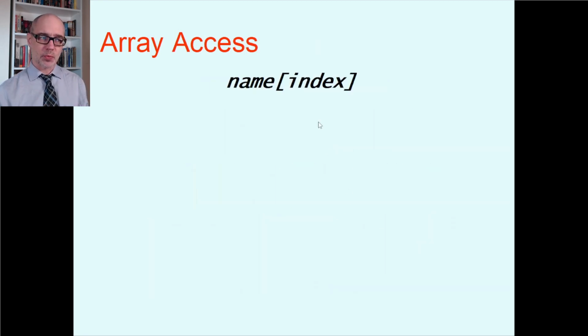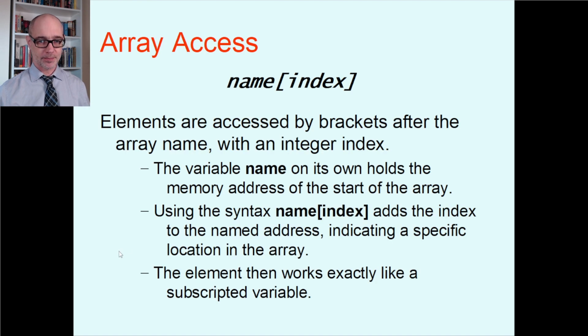It's going to look like this. When you want to access one of the variables, you put down the name of the array, square brackets, and now this can actually be a variable if you want. The index or the subscript of which of the variables you want. So elements are accessed by these square brackets after the array name with an integer index.